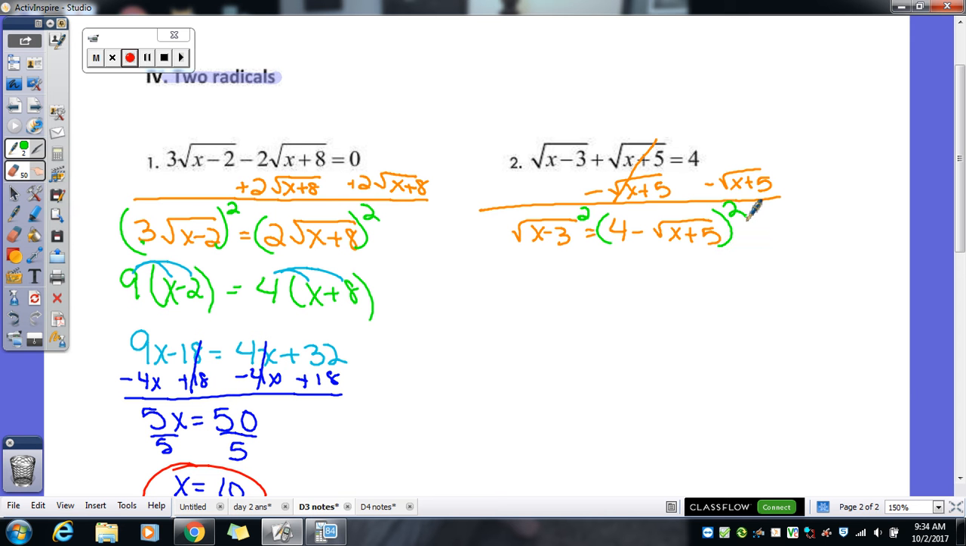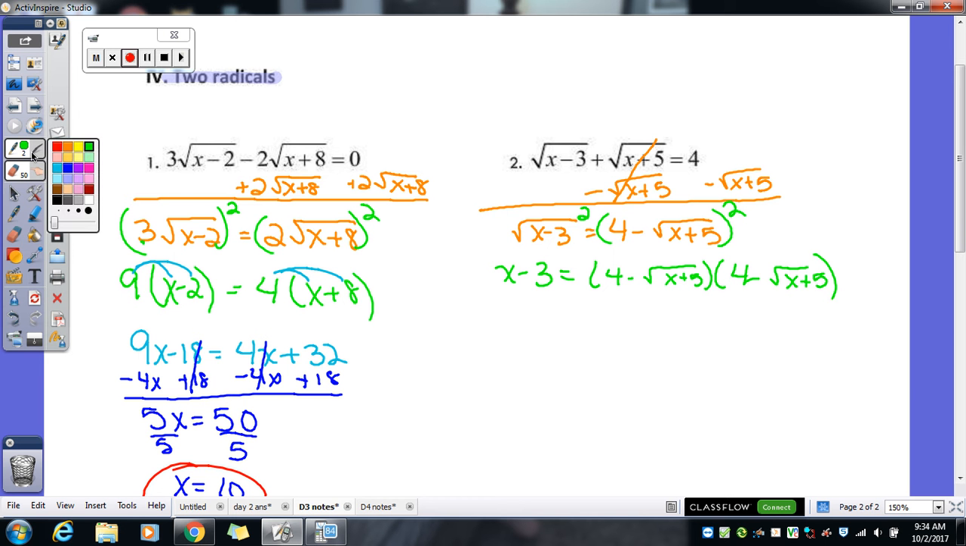What's going to end up happening is we have to do the square over on the right side with a radical. It makes it a little trickier, but we can still do it. So we get x minus 3 over there on the left. And as I was saying, we would have to write this out twice. So 4 minus the square root of x plus 5 times 4 minus the square root of x plus 5.